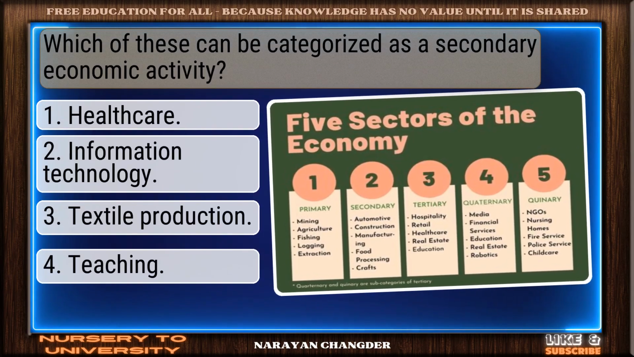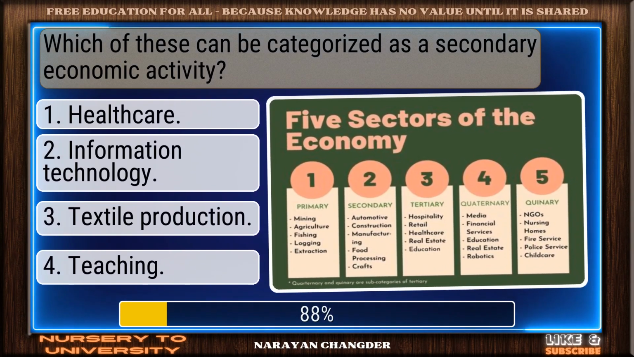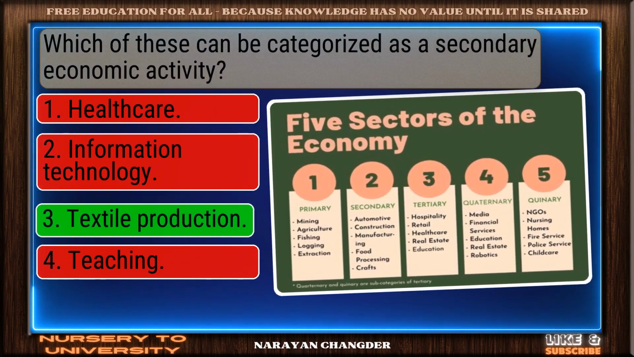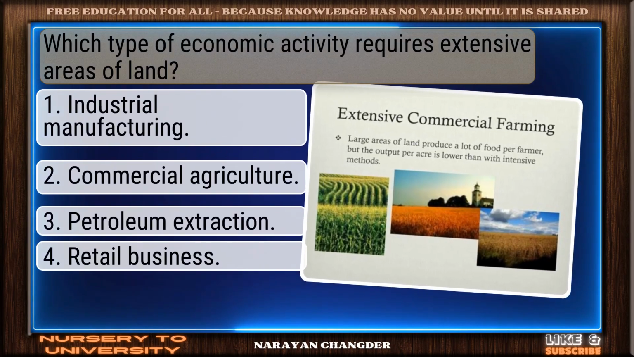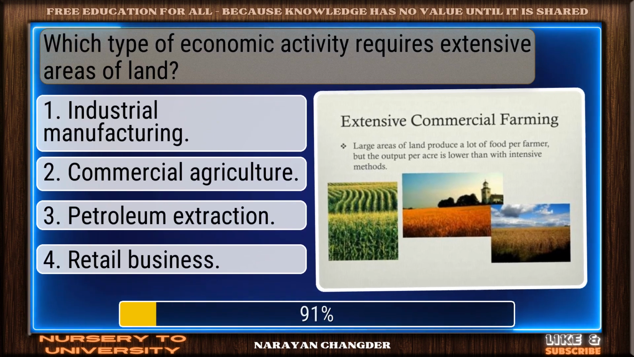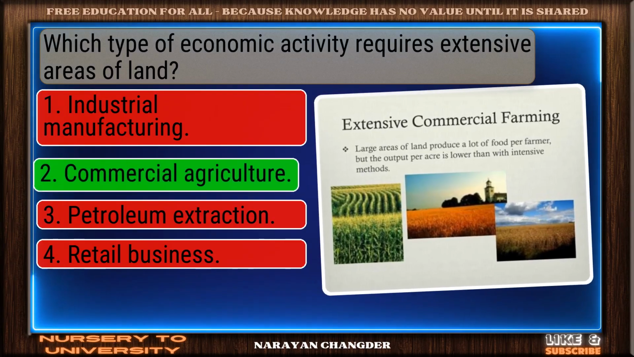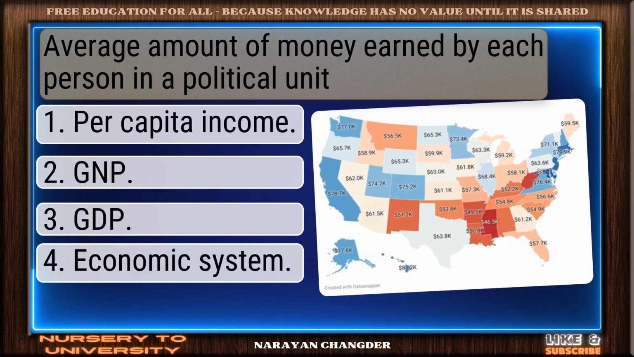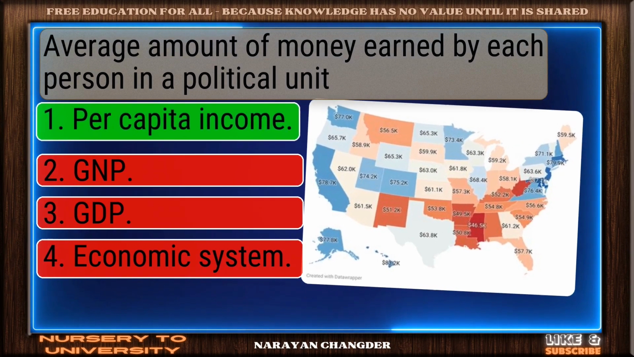Which of these can be categorized as a secondary economic activity? Clear logic. Your choice, textile production, is sound and 100% true. Which type of economic activity requires extensive areas of land? Correct response. Commercial agriculture is the most accurate answer. Average amount of money earned by each person in a political unit. Correct. Per capita income is the right answer.